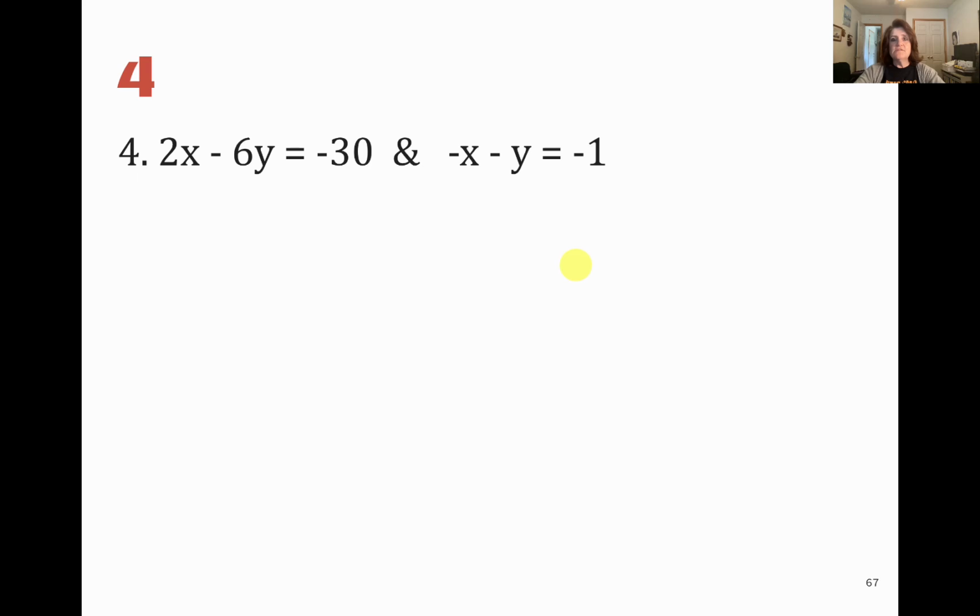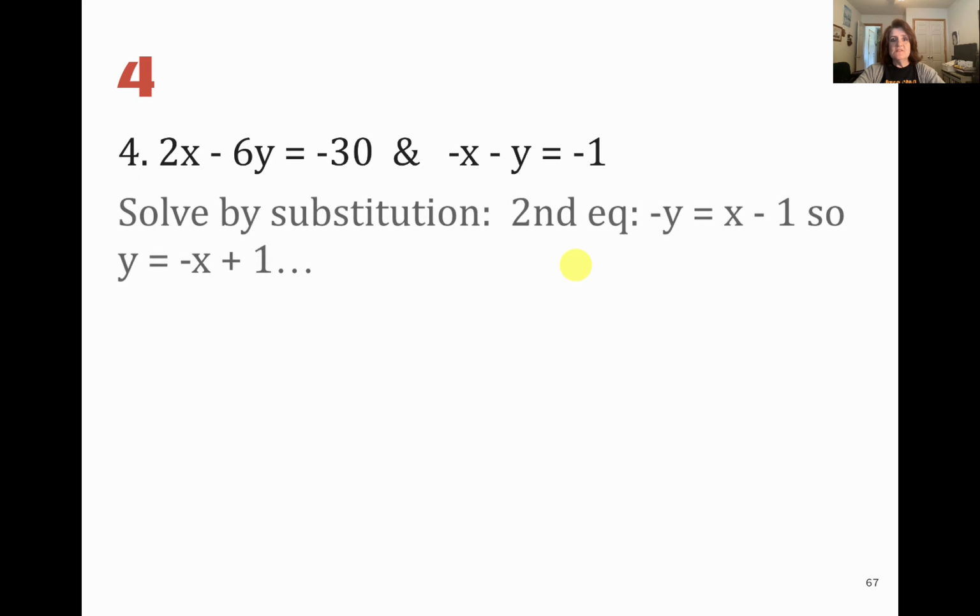Number 4 is solving of systems. This one we're going to solve by substitution. Take the second equation, solve it for y by moving the x across. Negative y is equal to x minus 1, so that means positive y is negative x plus 1. Just change the signs. Then you're going to substitute negative x plus 1 in for the y.